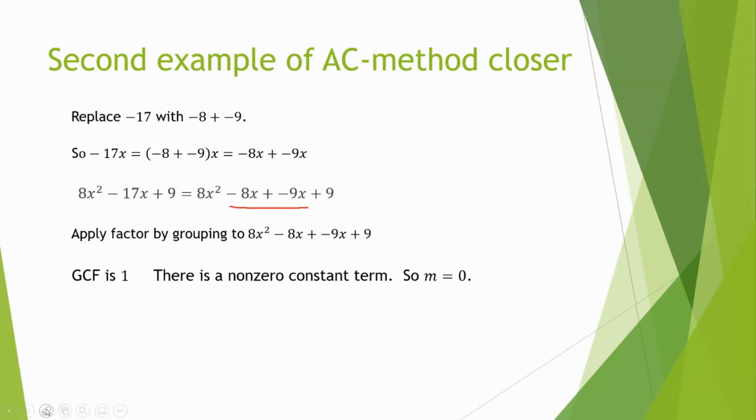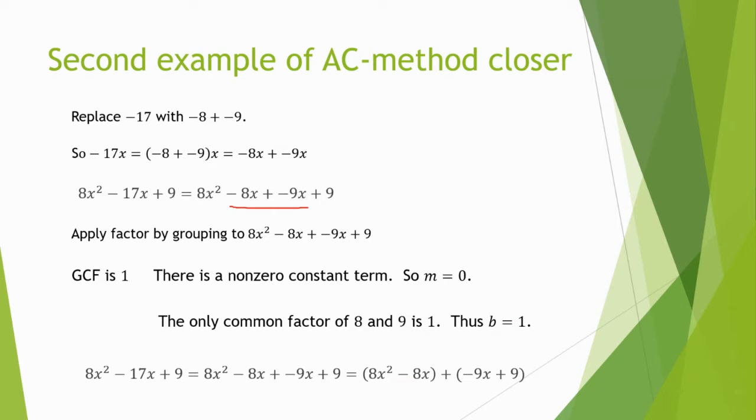Basically, there's a non-zero constant term, and that's why the m is 0. And also, hopefully, it's easy to see that 8 and 9 have only a common factor of 1, and that's really why our b is 1. I mean, I know we have negative 8 and negative 9 here, but remember, we're looking at the common factor among all the numbers. So the only possible factor in common with all of them is 1, which is how we get this.